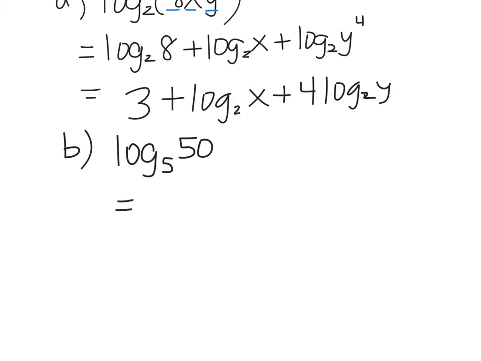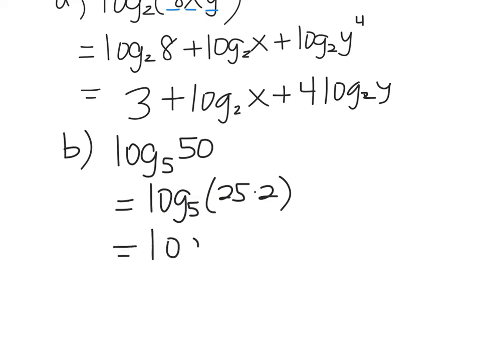And so what I can do is rewrite this as log base 5 of 25 times 2. Why did I pick 25? Well, because 5 squared is 25. Okay? And then we can rewrite this, using our properties, as log base 5 of 25 plus log base 5 of 2.